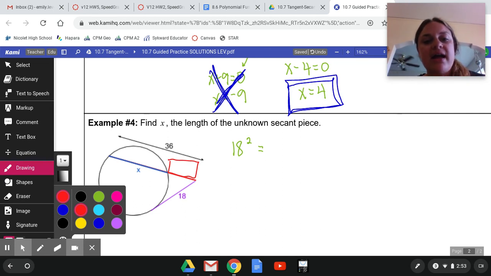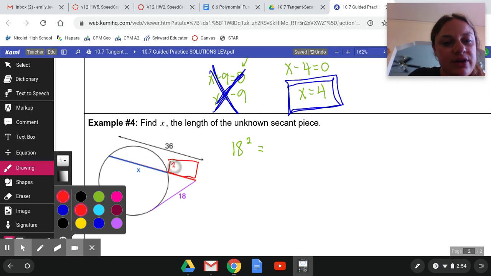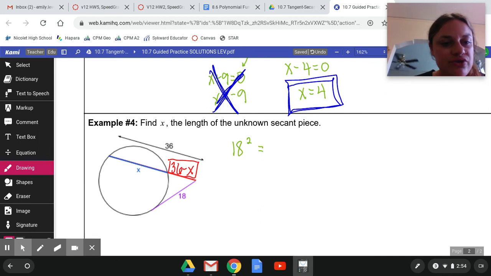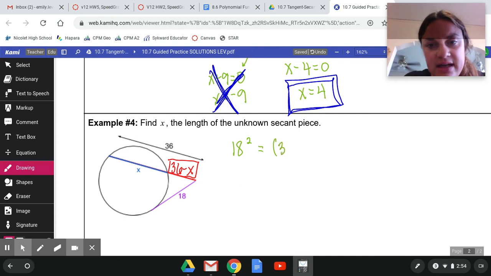I know that it's going to be 36 minus whatever that x is. So I'm just going to take 36 minus x, and I am going to fill that in right there. So now I'm going to take the outside part of the secant, which is 36 minus x, times the inside part, or times the full length of the secant, which is 36.